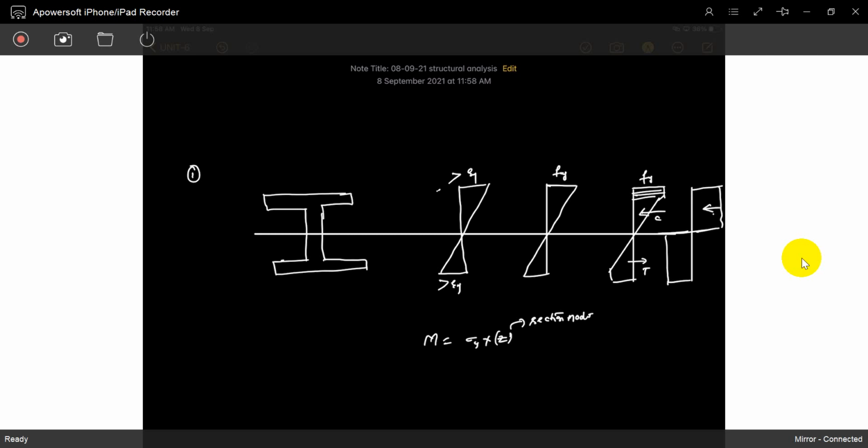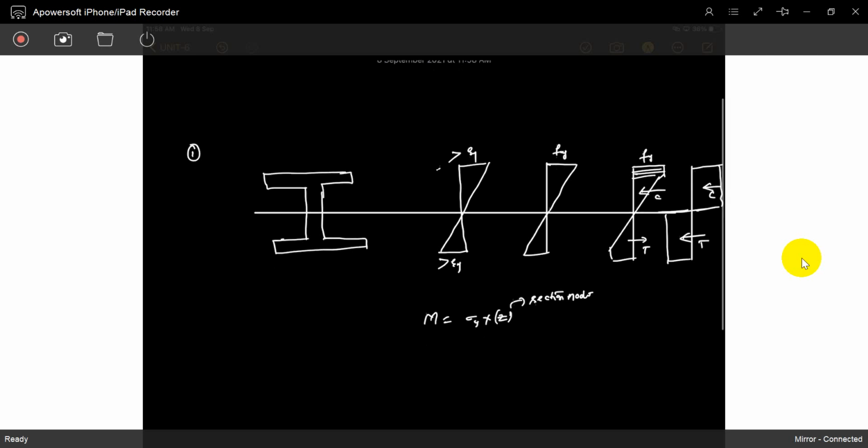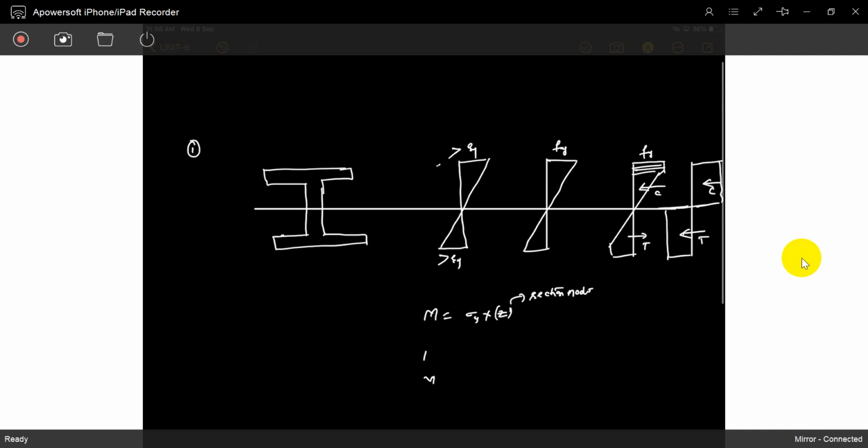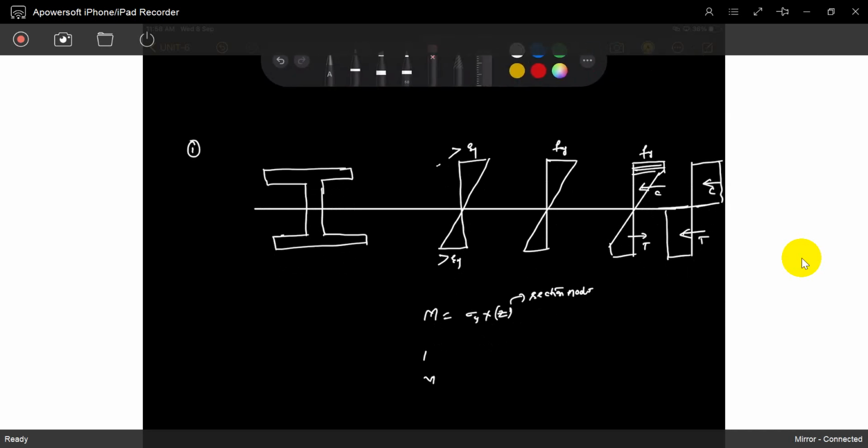So now it is the section compressive force, tension force. What is the M? Moment carrying capacity, MP, equals sigma y into ZP, the section modulus. We can call it the section modulus for plastic analysis. You can call it the plastic modulus also.